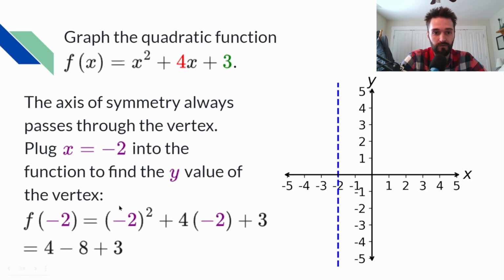That gives us 4 minus 8 plus 3. 4 minus 8 is negative 4. Negative 4 plus 3 is negative 1. Okay? So we just found the y value of the vertex. It's this purple point here. It's located at negative 2 comma negative 1. This is the x value that corresponds to the axis of symmetry, and this value is what we get when we plug that x value into the function here. All right?